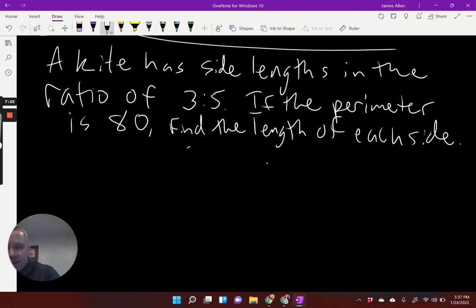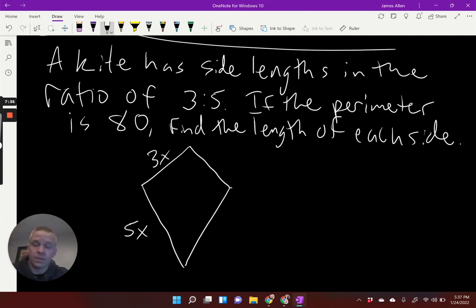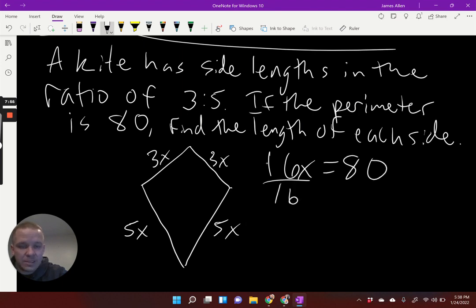So a kite, let's refresh ourselves on a kite here. 2 of the sides are congruent and 2 of the sides are congruent. So if we're really drawing this up, let's call this one 3x and this one 5x, right? And that would make this one also 3x, and this one would also be 5x, based on our properties of a kite. 2 congruent and 2 congruent, the consecutives. So the perimeter is 80. Well, what can I do with all these sides? If I add them all up, that would be 16x equals 80. And if I divide by 16, I get x equals 5.